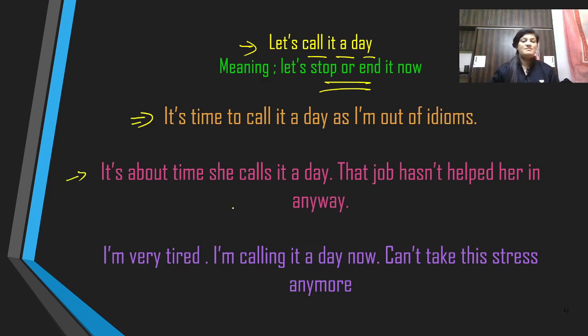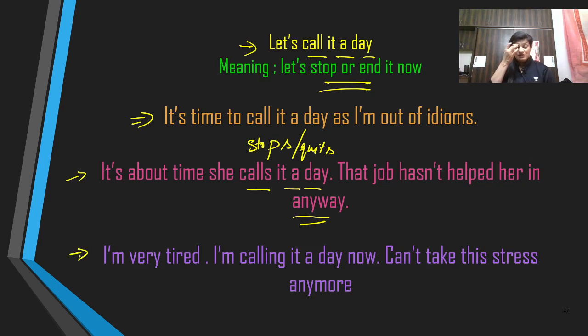All right? "It's about time she calls it a day. That job hasn't helped her in any way." It's about time she stops or quits her job, because that job hasn't helped her in any way. Or, "I am very tired. I'm calling it a day now. I can't take this stress anymore."